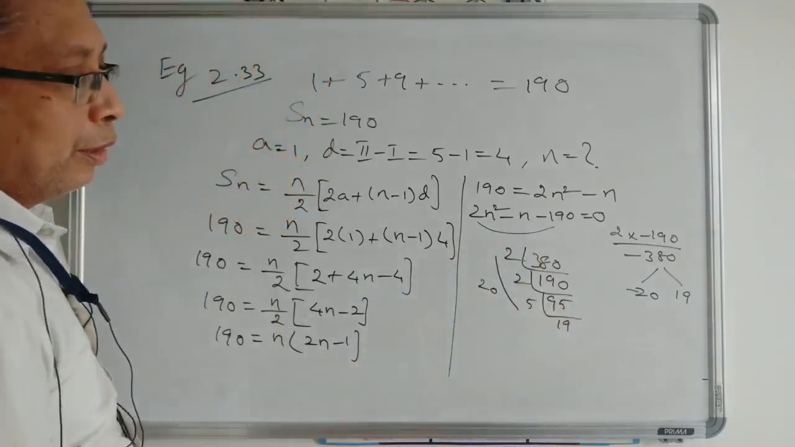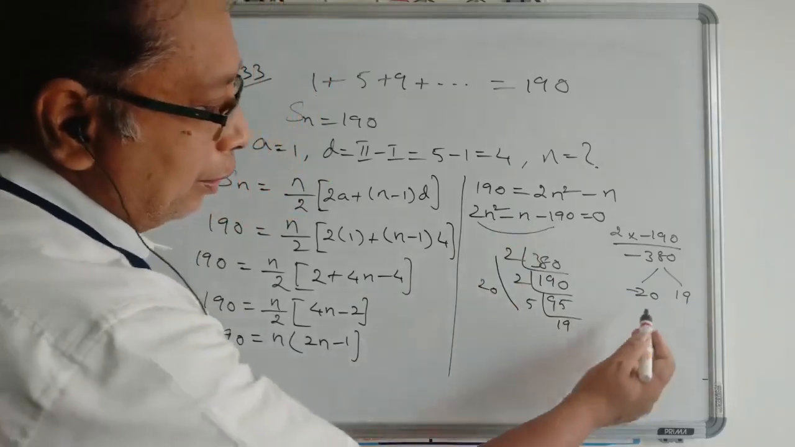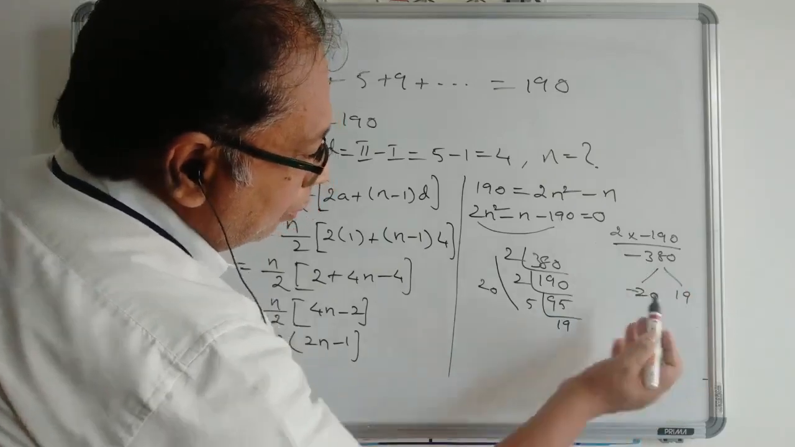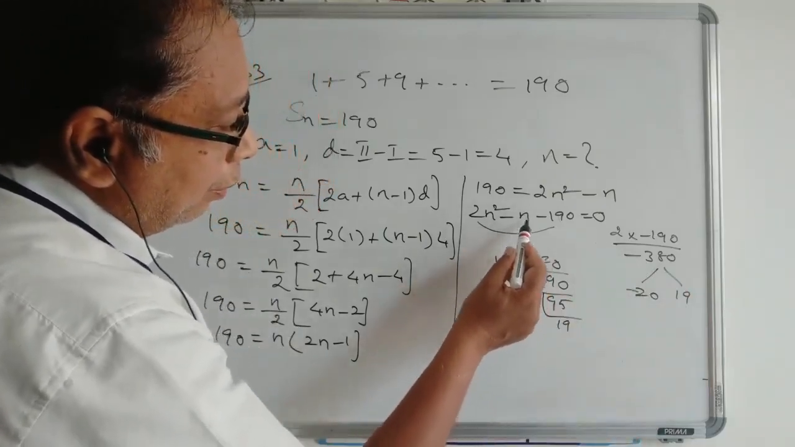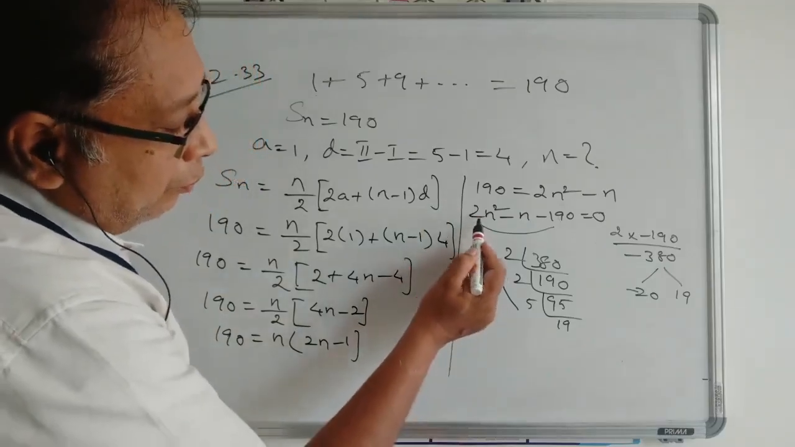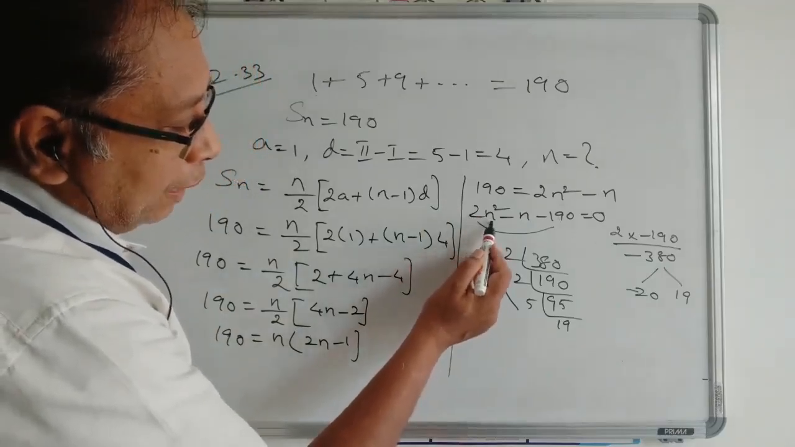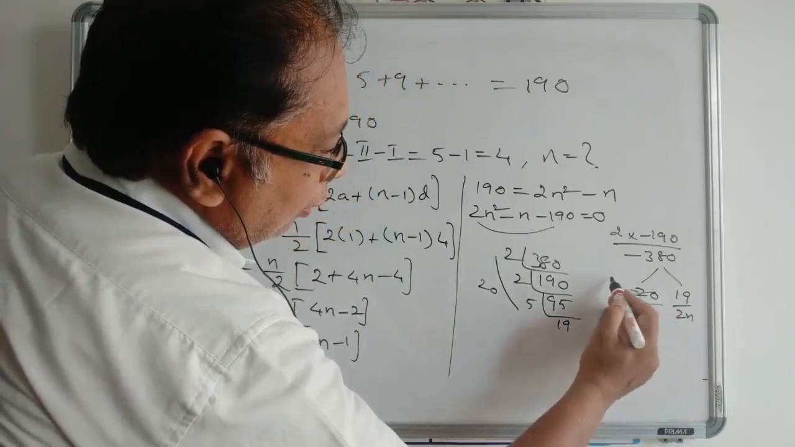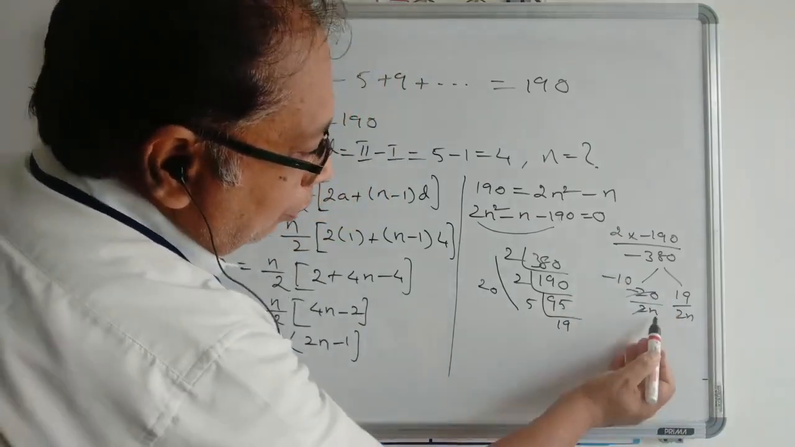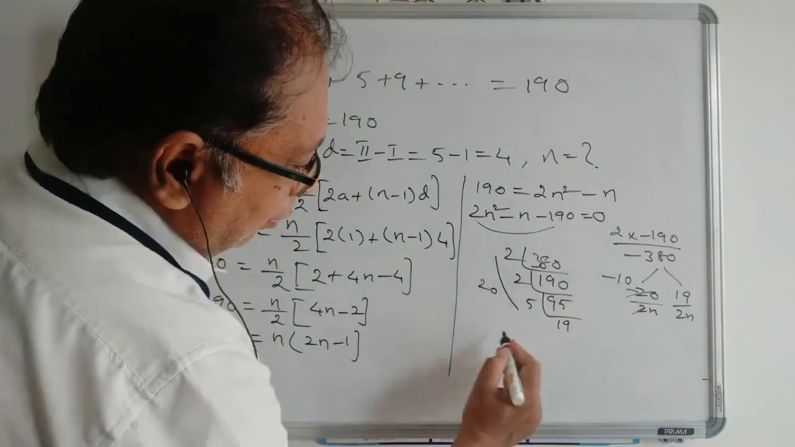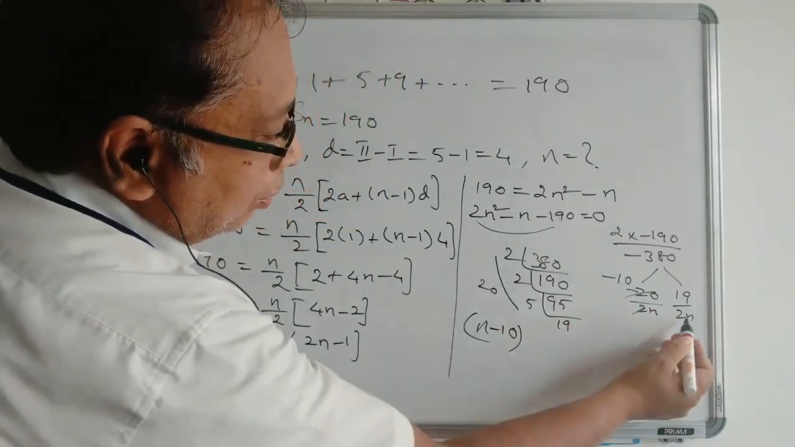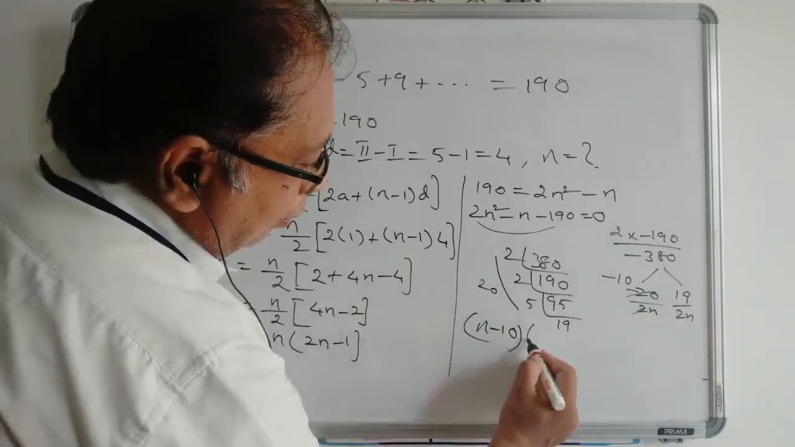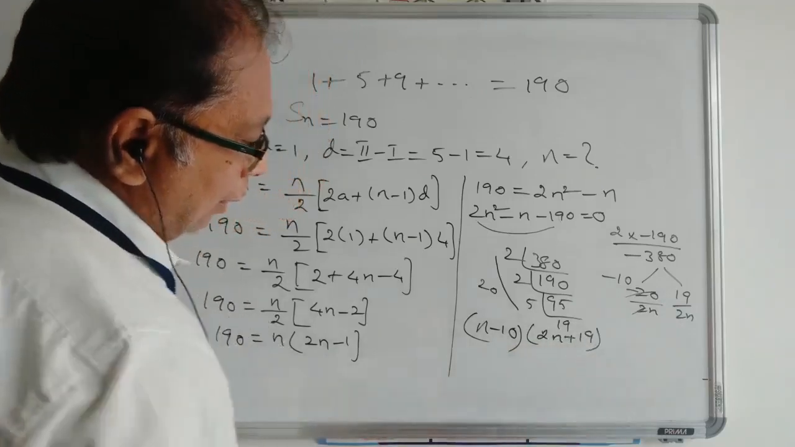Therefore, taking the bigger number with the minus sign, minus 20 into 19 we get minus 380, and minus 20 plus 19 we get minus 1. Before the variable 2n, you divide by 2. 2 divides minus 20 giving minus 10. Therefore n minus 10 is one factor. 2n plus 19, having the plus sign, is another factor.